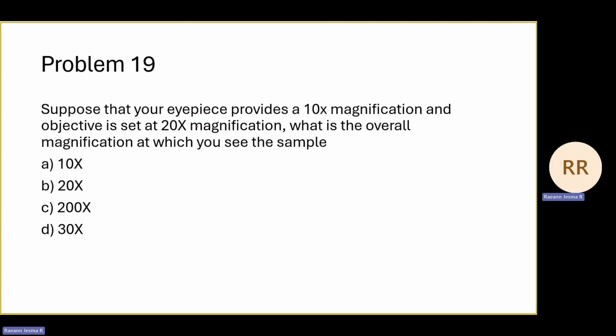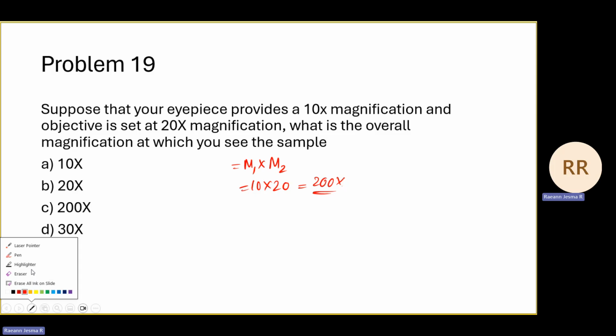We know that the objective lens will provide us with the primary magnification of the sample. Then the eyepiece lens will provide a secondary magnification, so it will magnify the image that is provided by the objective lens. So the total magnification will be the product of the individual magnifications. So it is 10 into 20, which is 200x. So the overall magnification is option C, 200x.